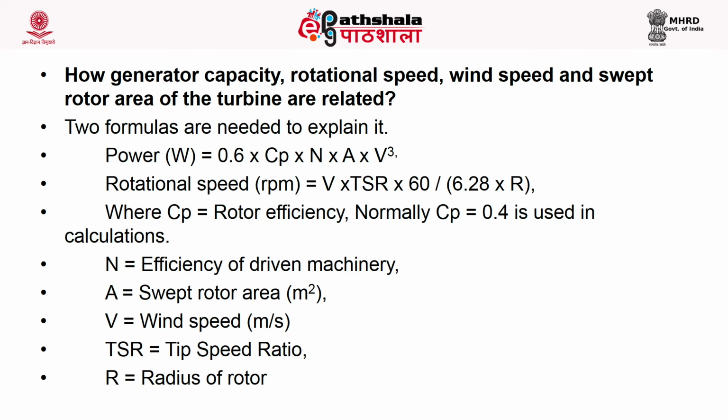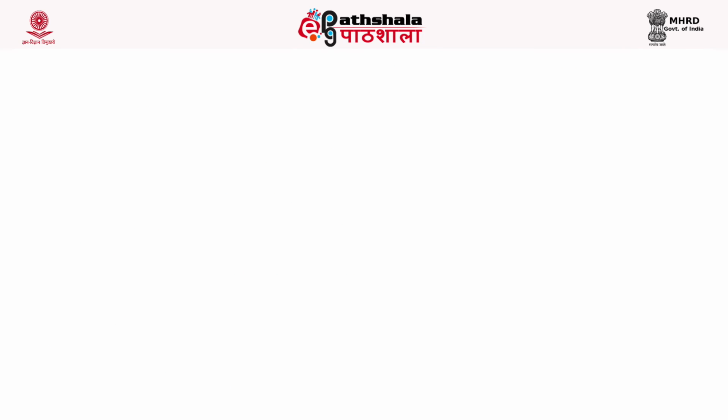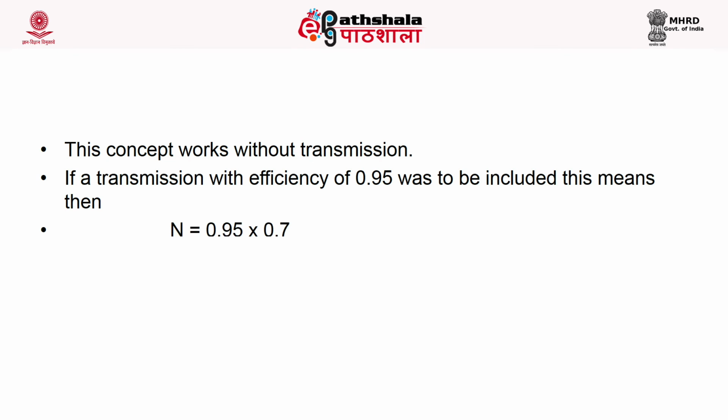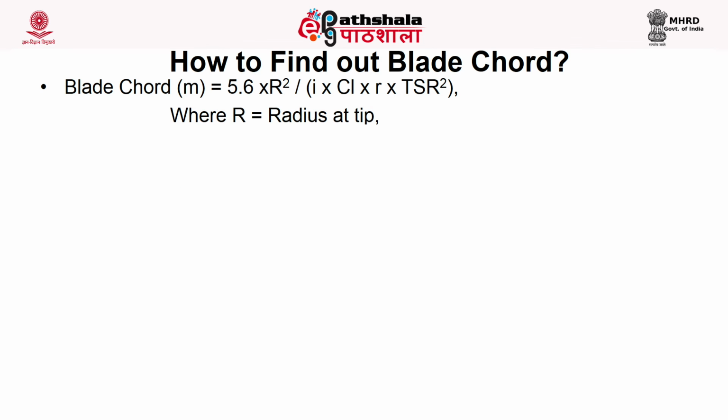So, this concept normally works without transmission. But if a transmission with efficiency is there, so the efficiency is not 100%, we should multiply with a factor of 0.95. Then N, the efficiency of driven machinery, will be N equal to 0.95 multiplied by 0.7. Now, how to find out the blade chord?